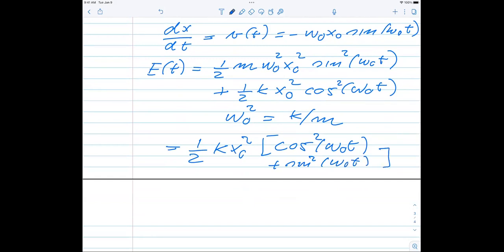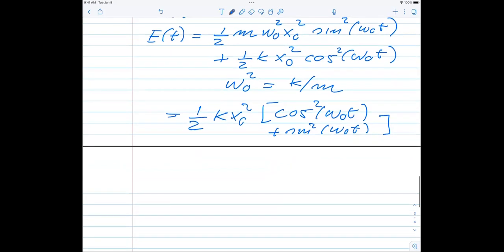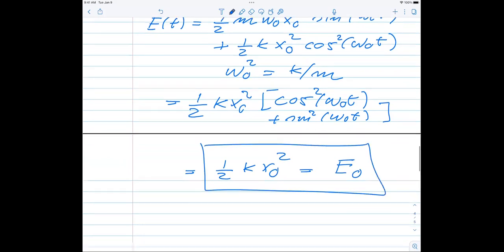And I'm not going to offend you guys and ask you what's inside the parentheses is equal to, but we all know this is equal to 1. It would have been an offense to ask you that, wouldn't it? Okay, so what we get then is 1/2 of k times x0 squared. And that is equal to the quantity we defined as E0. So energy is conserved here.